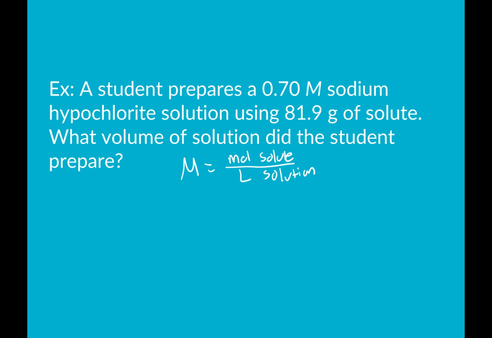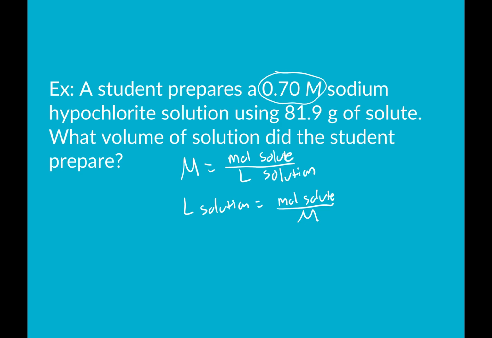So we are looking here for the volume, hence we are looking for the liters. If we rearrange our equation, we see that the liters of solution is just equal to moles of solute divided by molarity. So what we'll need in order to answer this question is the moles of the solute along with the molarity of the solution. Now we already know that the solution is 0.7 molar. So all that's left is to find the moles of the solute.